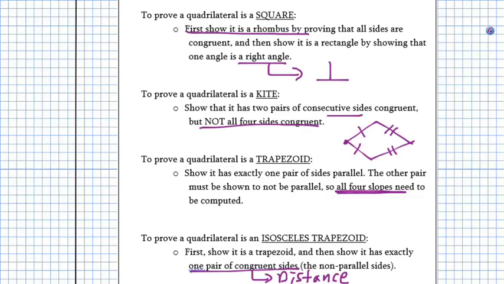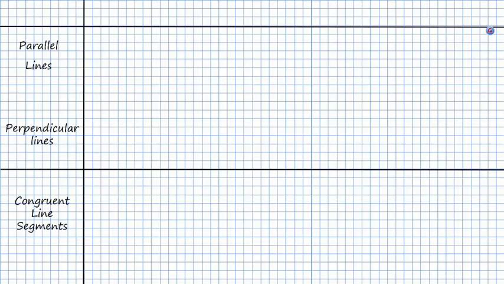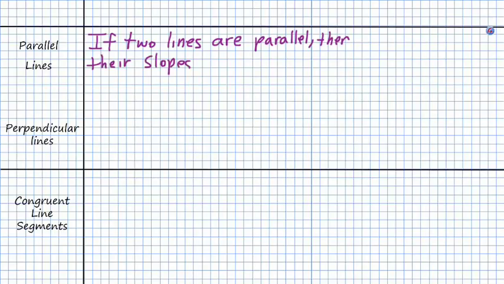Alright, so let's take a look at some of these tools that we're going to need to be able to compute all of this. So parallel lines, like we said, are going to be parallel if their slopes are equal. So if two lines are parallel, then their slopes are equal.